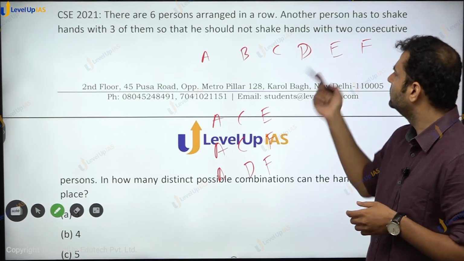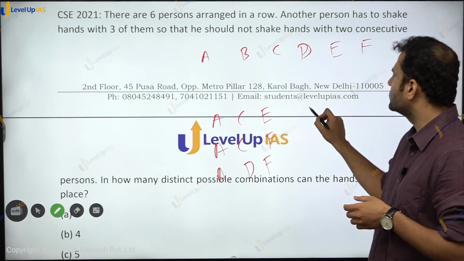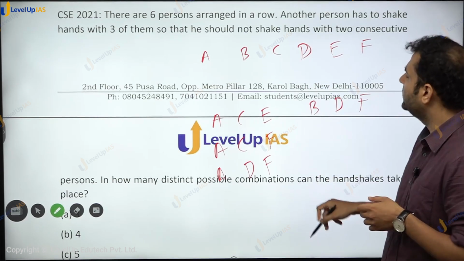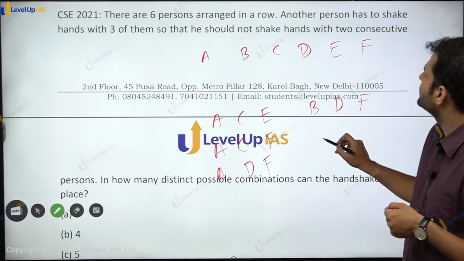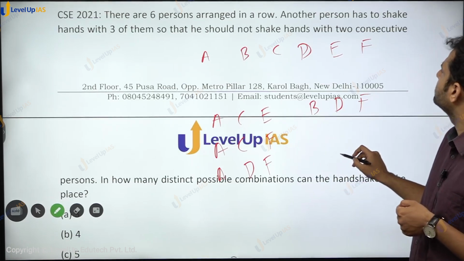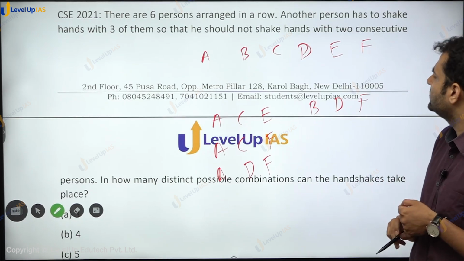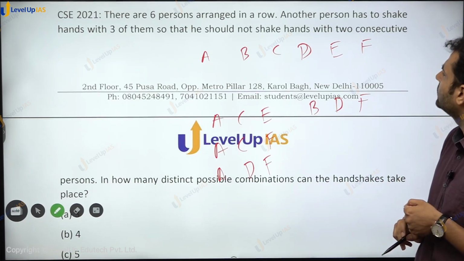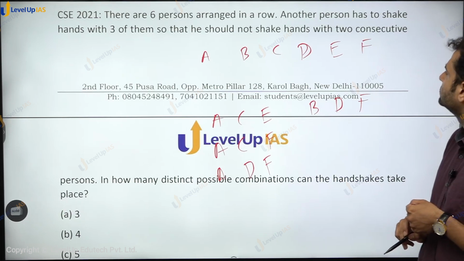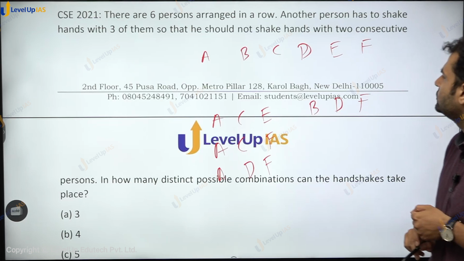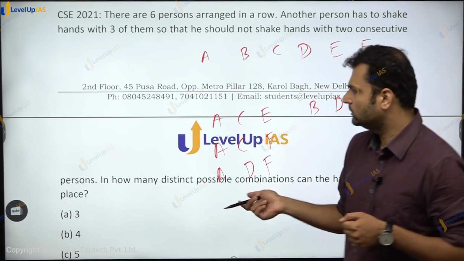E, F is not possible. So with A, these are the only ones. Then with B, we can have B, D, F. What else can we have? Can we have any other option? I think that is all. So the answer is 4.